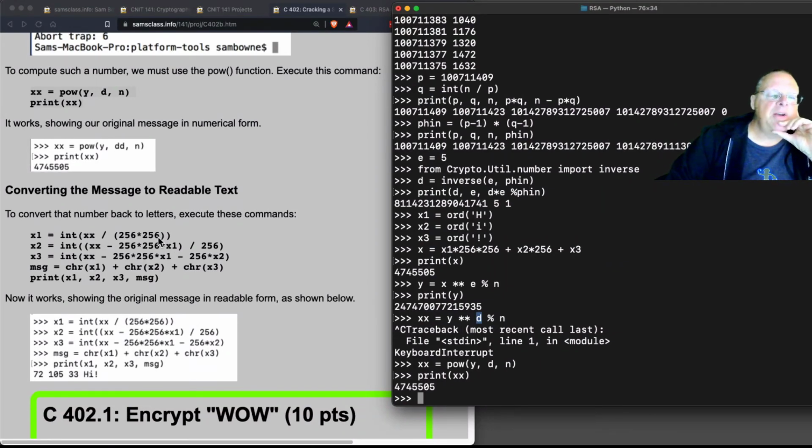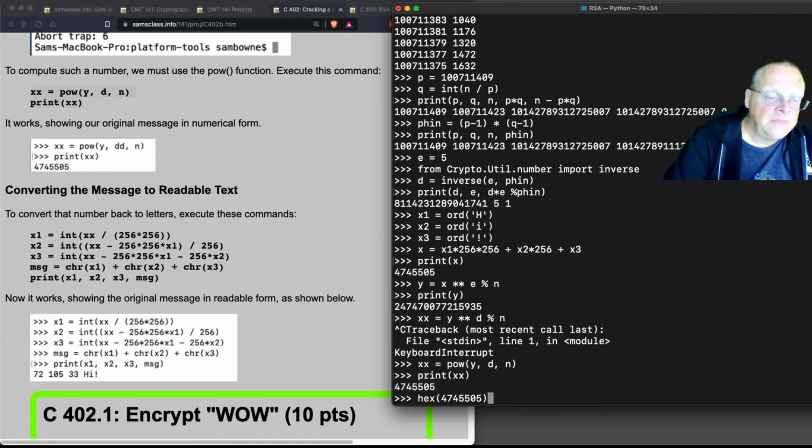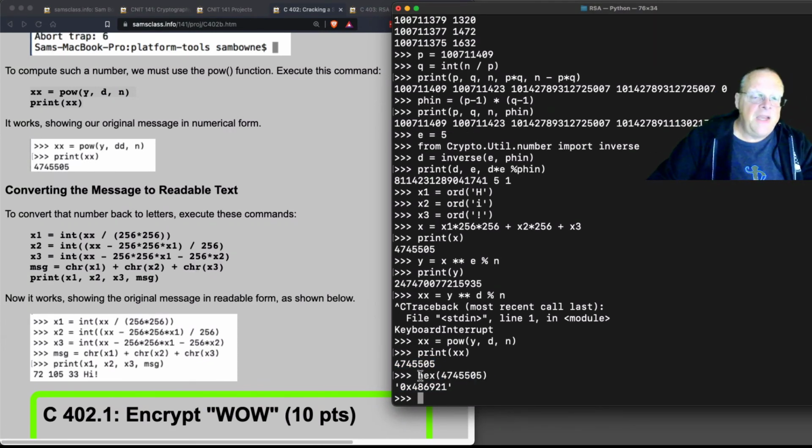And so to convert it back to readable text, you can take the part of it that has been multiplied by 256 twice, that's the first letter, and the part that has been multiplied once, that's the second letter, and that's the third letter. Another thing you could do, by the way, is you could just take the hex of it, and that's the first letter in hex, the second letter in hex, the third letter in hex. It amounts to exactly the same thing.